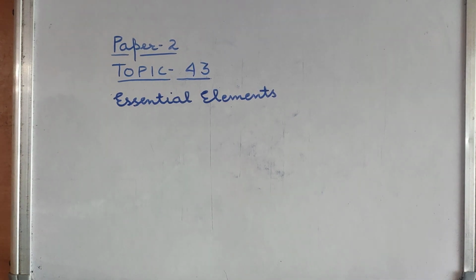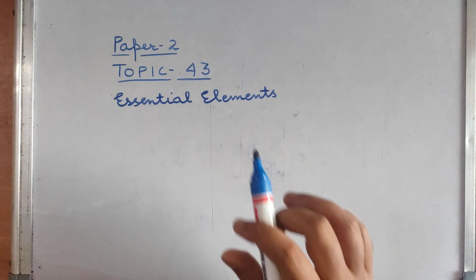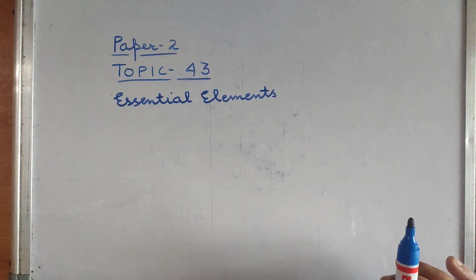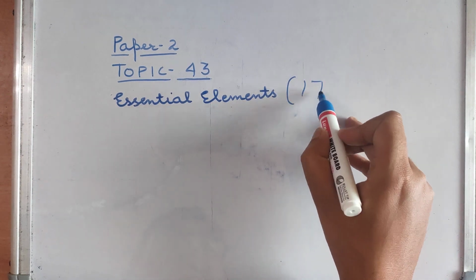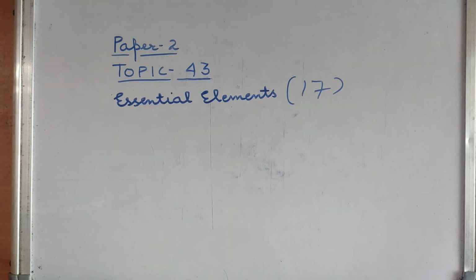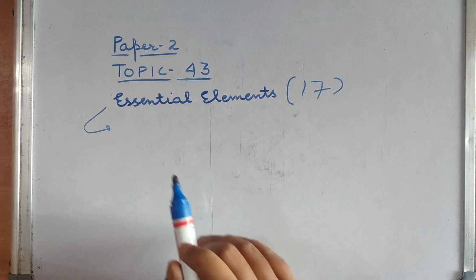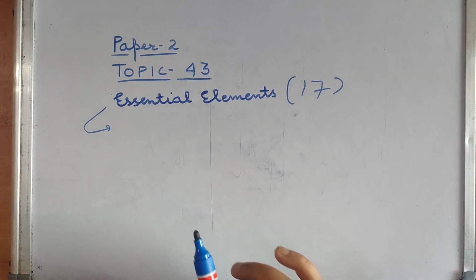So today we are going to do topic 43 of paper 2. Here we will discuss essential elements. We all know that there are 17 essential elements. They have been divided into 4 types.